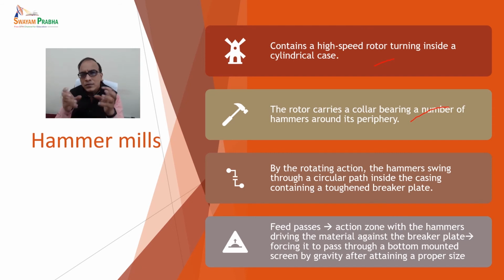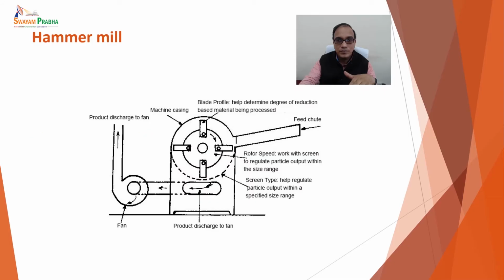So what is happening? A series of hammers on the rotor carriers are moving in a rotating action. The hammers swing through the circular path inside the casing, and just when the feed is passing through the action zone, the size is being reduced. So this was about the hammer mills.